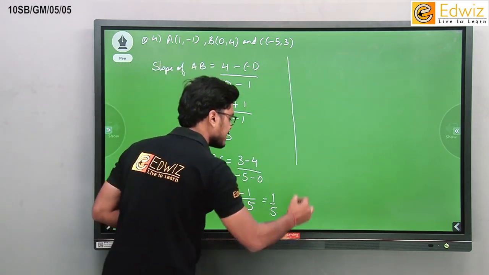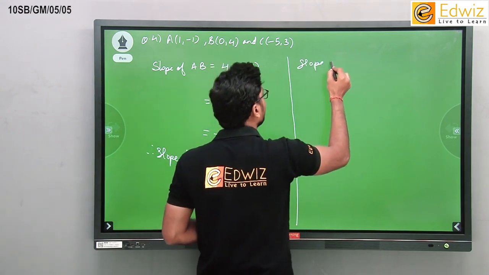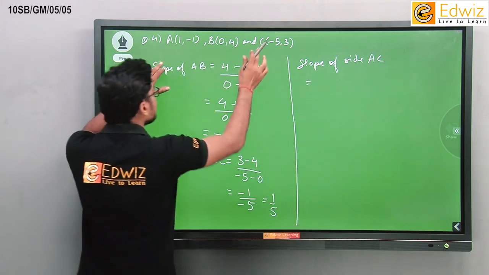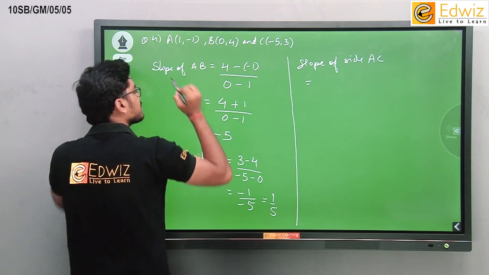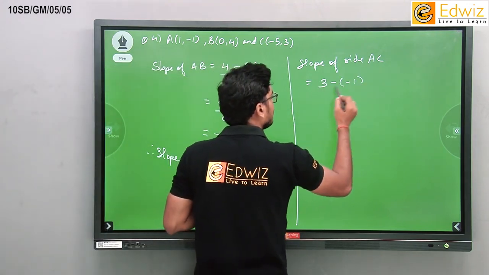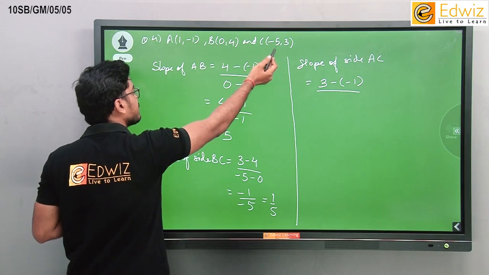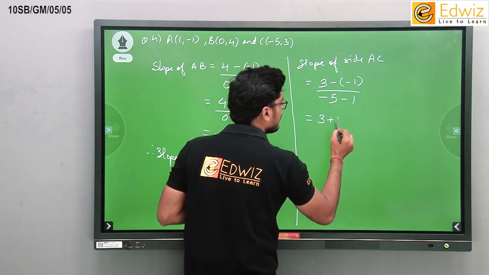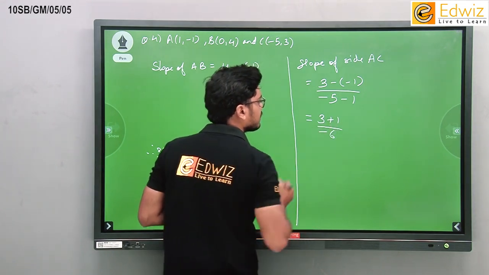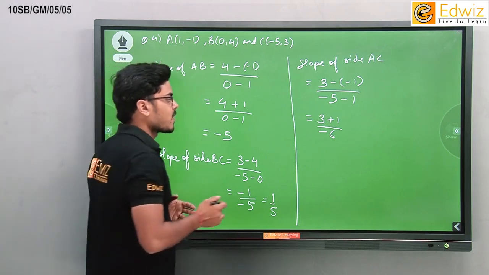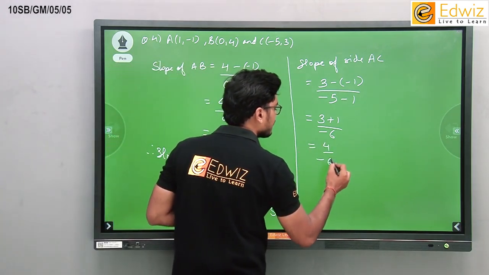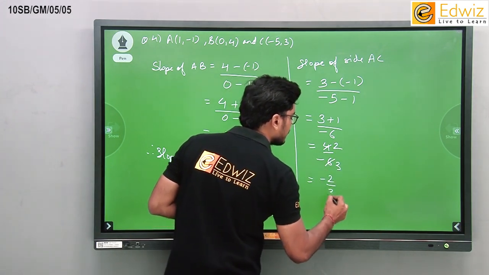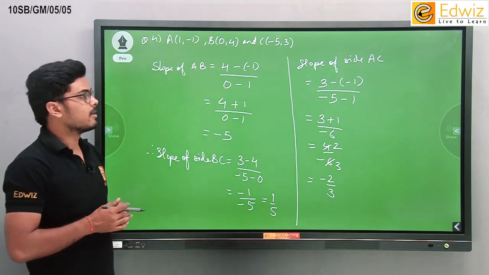And finally, the last side, slope of side AC will be equal to, see, for A and C, y2 minus y1 is 3 minus -1 divided by x2 minus x1 is -5 minus 1. Okay, so you are getting 3 plus 1 divided by -6. If you add them, you will get 4 upon -6. If you cancel this, 2 2s are 4, 2 3s are 6. So -2 upon 3 is the slope of the third side of the triangle.